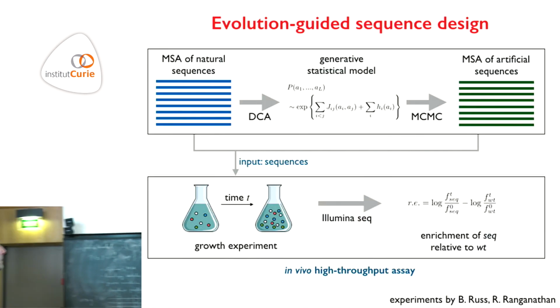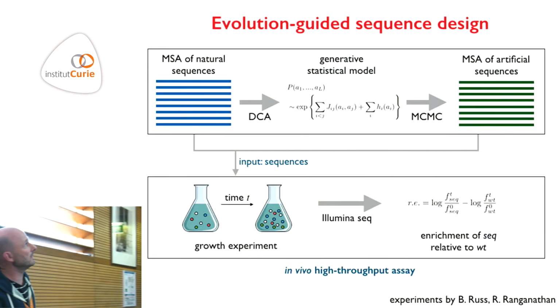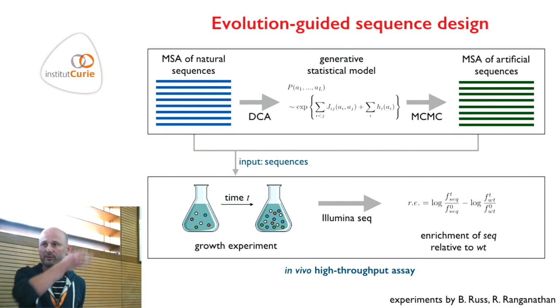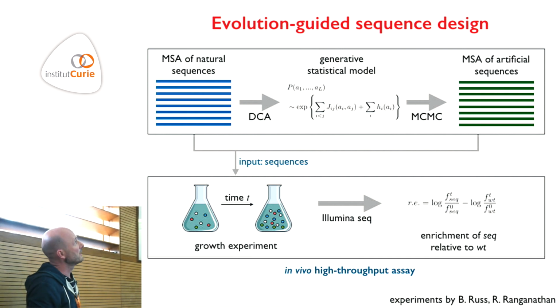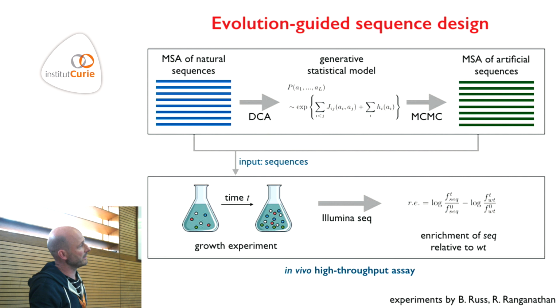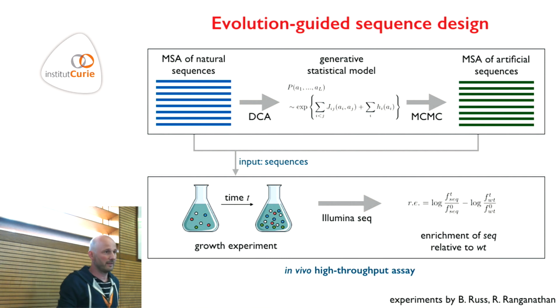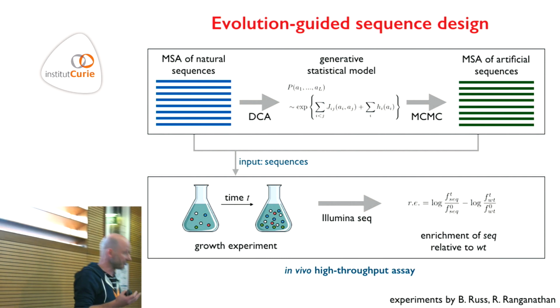I will skip this one slide, but I will tell you what we actually did with this chorismate mutase, which is the one I showed you. We had this sequence alignment. We do the modeling via the model which I explained to you. And from this modeling, we can sample artificial sequences. We sent these artificial sequences to our biologist friends, and they have done a very nice experiment.